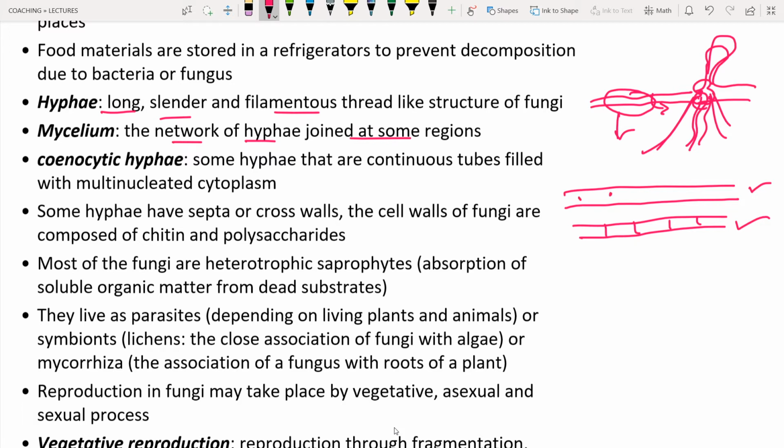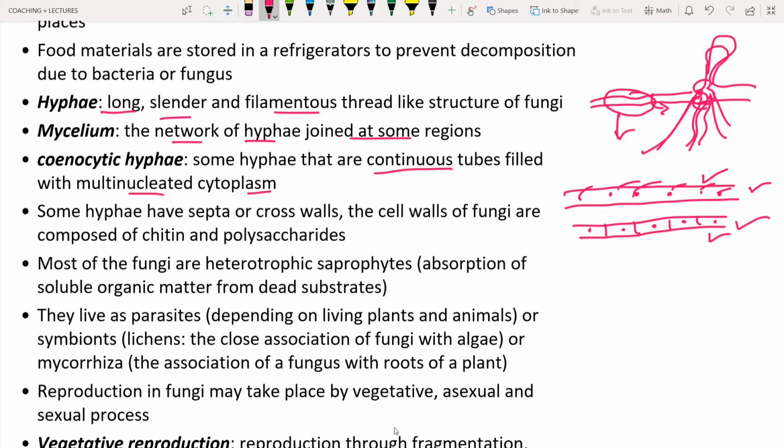So the nucleus will be flowing everywhere. The nucleus will be everywhere along with the protoplasm. But in a septate hyphae, you will see the nucleus in each and every compartment. So there is compartmentalization here, and there is no compartmentalization over there. So this is the main difference between the cenocytic hyphae and septate hyphae. So here the cenocytic hyphae is a continuous tube which is filled with multinucleated cytoplasm. Multi means many. So here there are many nuclei. If many nuclei are present, that is known as multinucleated cytoplasm.